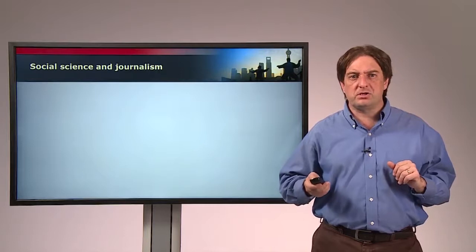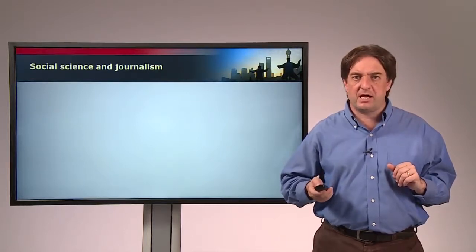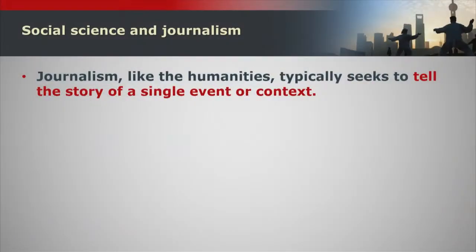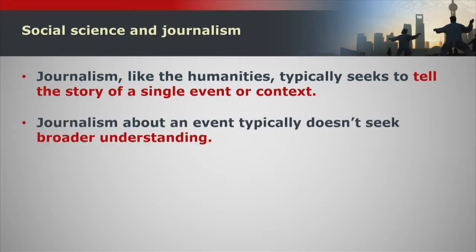Another related distinction is the one between social science and journalism. Journalism, like the humanities, is typically interested in telling the story of a specific event or a specific context or setting. Journalism about an event doesn't typically seek a broader understanding of similar events. It's really focused on reporting on a particular event. Again, it might be an uprising, it could be a major political event or the outcome of an election.